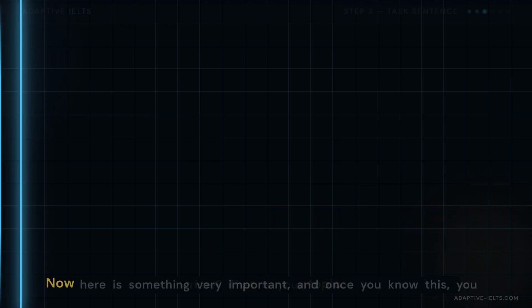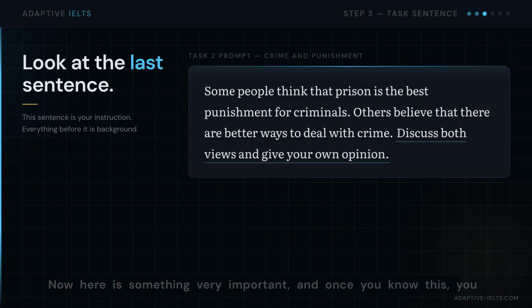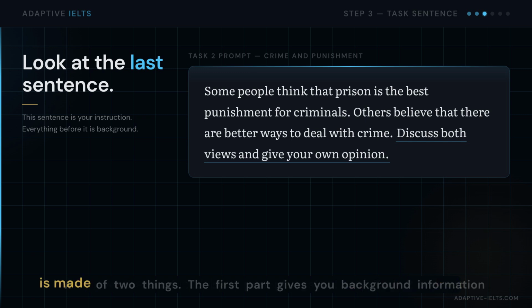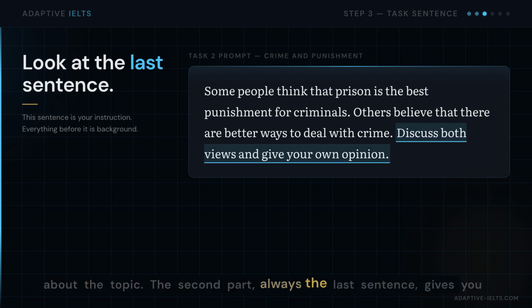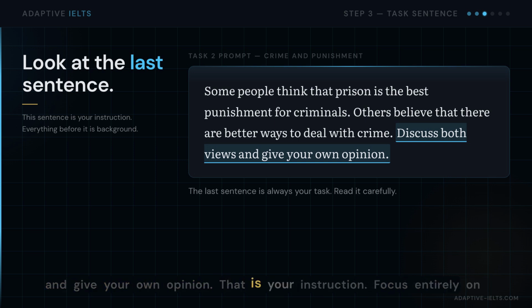That is your topic. Now here is something very important, and once you know this, you will never be confused by a prompt again. Every task 2 prompt is made of 2 things. The first part gives you background information about the topic. The second part, always the last sentence, gives you your actual task. So look at the last sentence. Discuss both views and give your own opinion. That is your instruction. Focus entirely on this one.